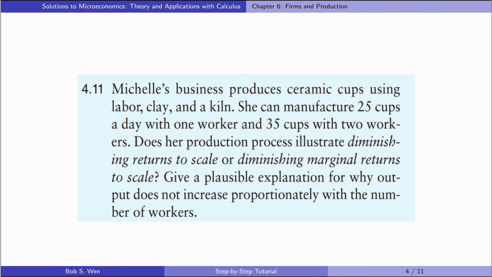Let's find answers to exercise 4.11. Michelle's business produces ceramic cups using labor, clay, and a kiln. She can manufacture 25 cups a day with 1 worker and 35 cups with 2 workers. Does her production process illustrate diminishing returns to scale or diminishing marginal returns to scale? Give a plausible explanation for why output does not increase proportionately with the number of workers.